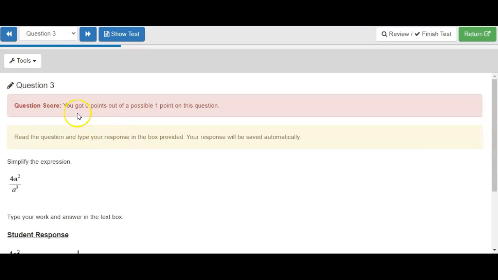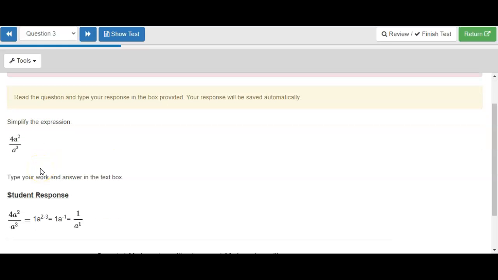Now it says this student got this one wrong. So let's look at why this one is wrong. You'll see in their first step, they accidentally removed the 4. So this part is right. They are applying the division rule that we have, and it's subtracting the exponents. Then they applied the negative exponent rule and moved it to the bottom, but they forgot the 4. And again, excellent job of showing work.